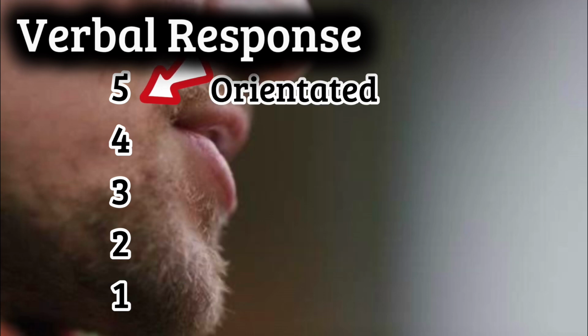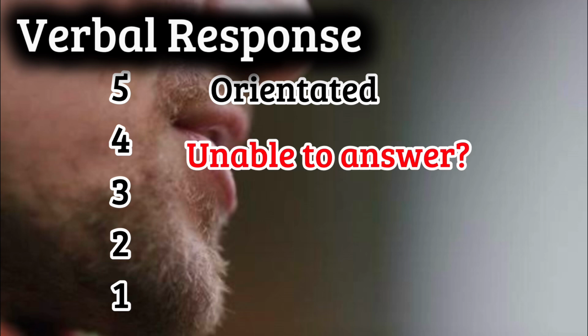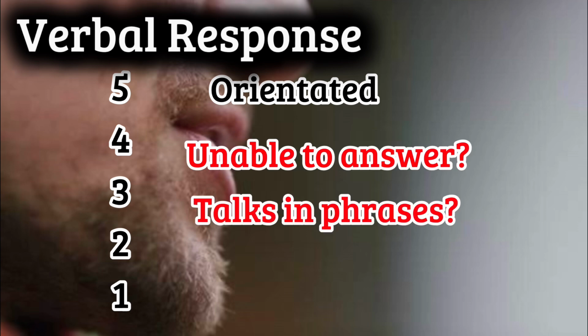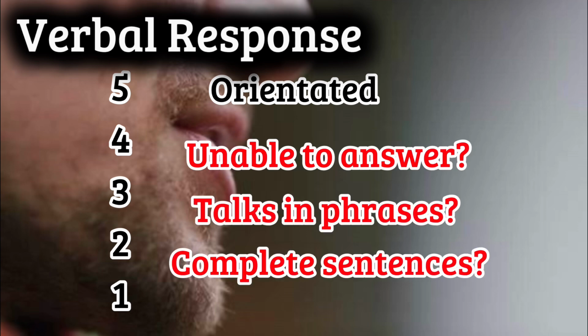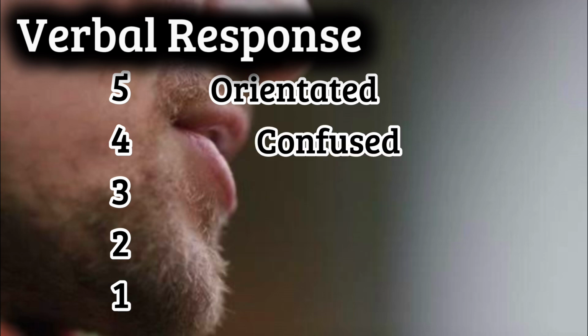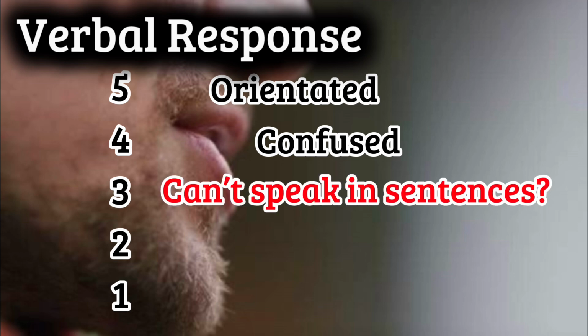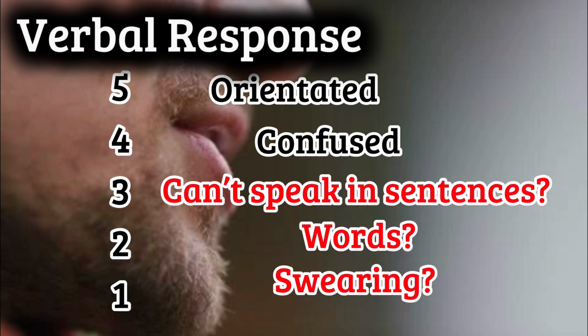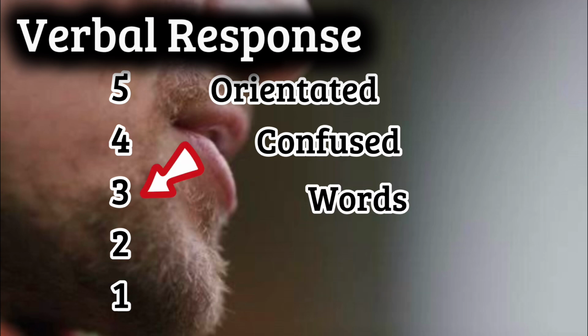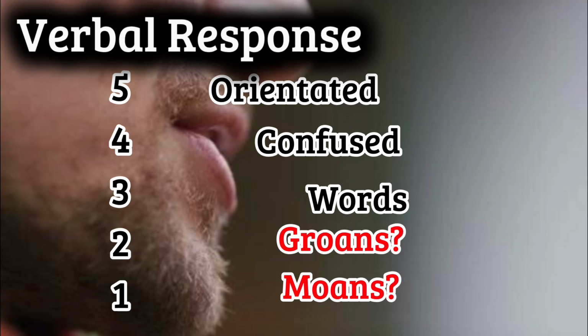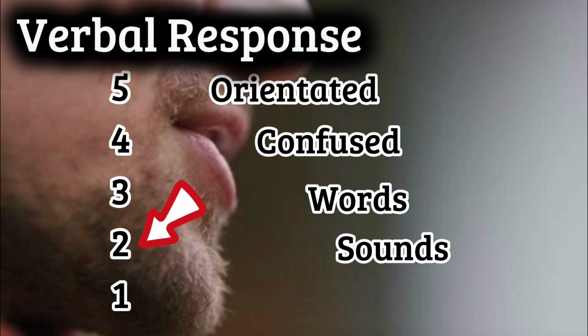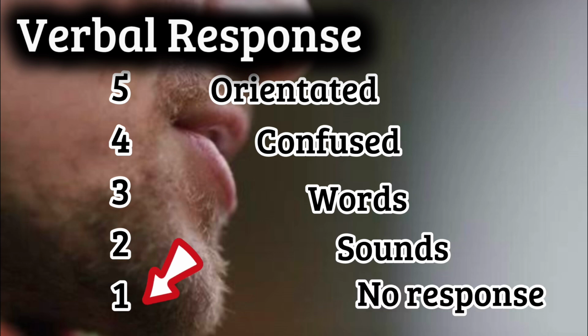Score 5. If the patient is unable to answer these questions, but talks in phrases or relatively complete sentences, then mark them as confused. In this case, score 4. If the patient is unable to speak in sentences and uses just random words, most commonly they'll be swearing. Score 3. If the patient makes incomprehensible sounds such as groans or moans. Score 2. If there is no verbal response at all, score 1.